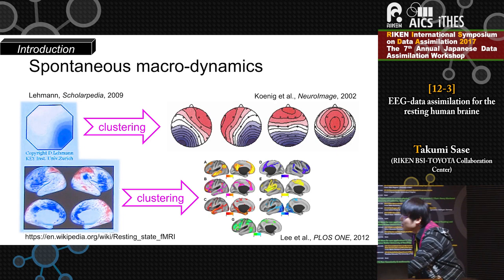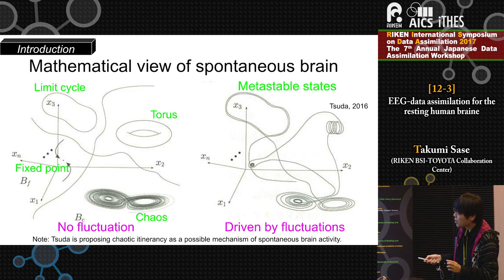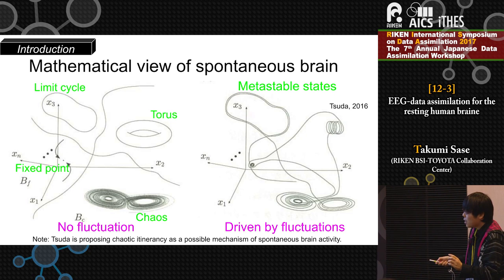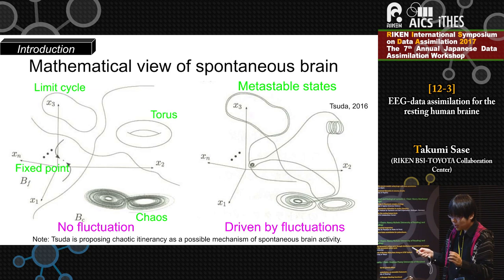This is a conceptual mathematical view. The left side is the no fluctuation case. If there is no fluctuation in the brain, multiple attractors coexist, such as fixed point, limit cycle, torus, and so on. This is only an example. But owing to fluctuations in the brain, the trajectory of each dynamics moves among multiple attractors. This is called a metastable state, and this property is called metastability. And this is a property of spontaneous brain activity.